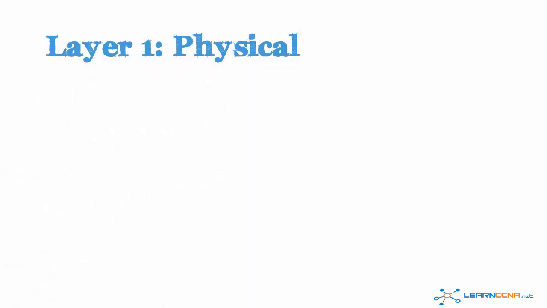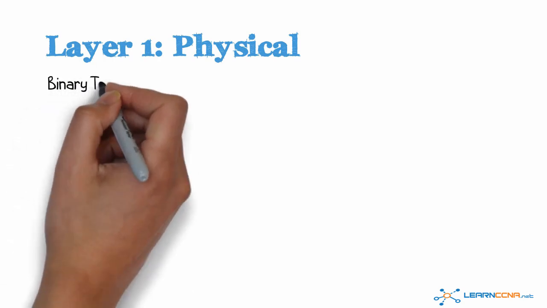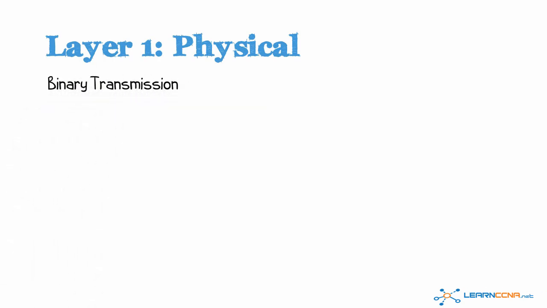The first layer in the OSI model, or layer 1, is the physical layer. It defines how data is transmitted. So in other words, what state represents binary ones or binary zeros. So media signal and binary transmission are defined at this layer.